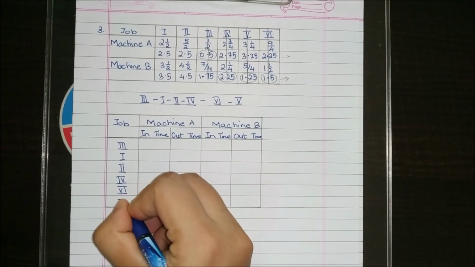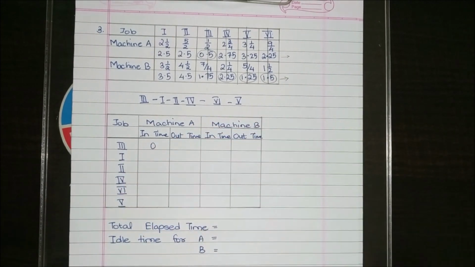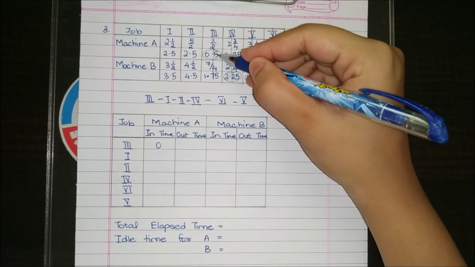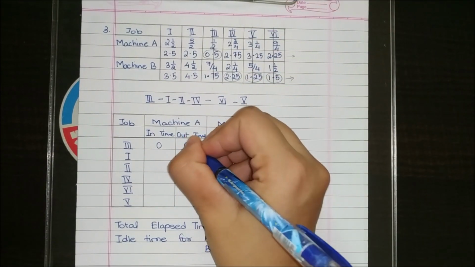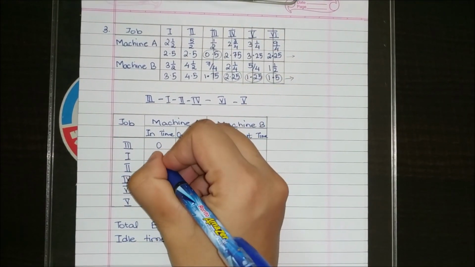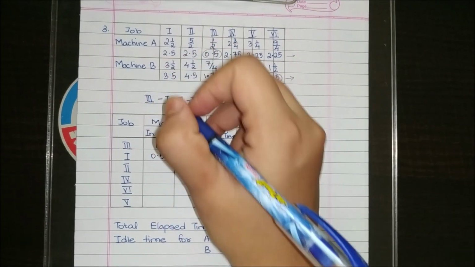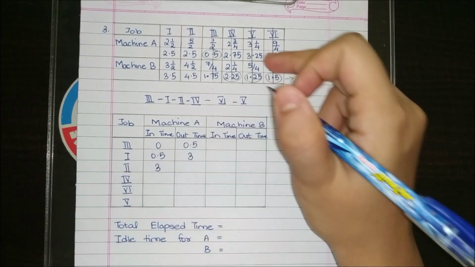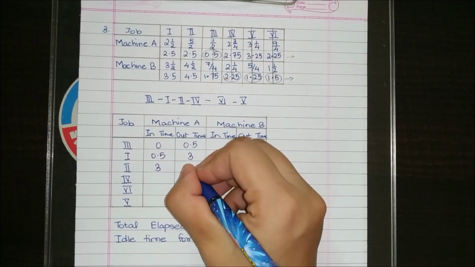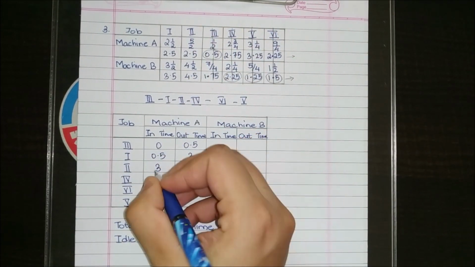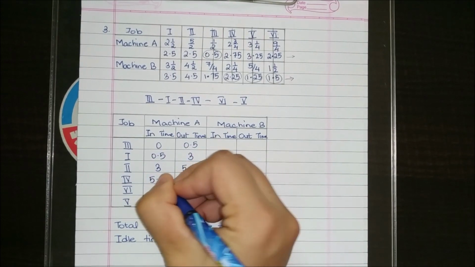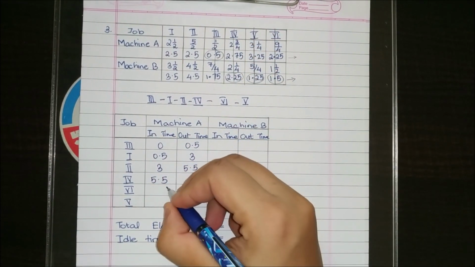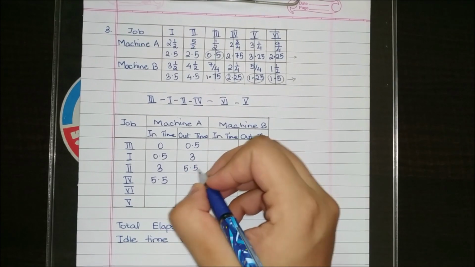6 एंड 5. 0 पे स्टार्ट करते हैं. अभी 0 पे स्टार्ट करेंगे. थर्ड जॉब को पहले पे लगता है 0.5, तो यहाँ पे ये 0.5, इधर 0.5. फर्स्ट को लगता है 2.5, तो ये हो जाएगा 3. 2 को लगता है 2.5, तो ये हो गया 5.5. फोर्थ को लगता है 2.75, तो पहले ये 7.5 फिर 8.25.